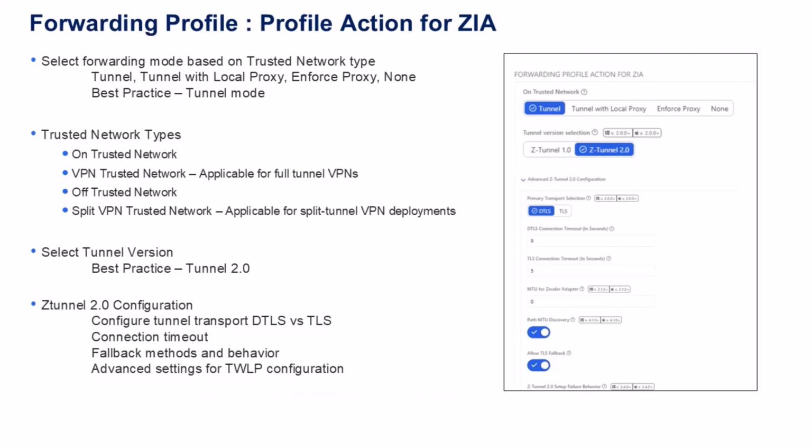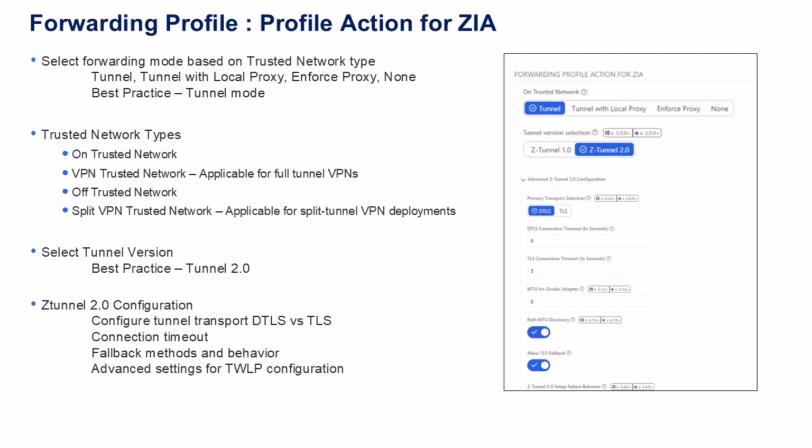The best practice is to use tunnel mode, and specifically to use the zTunnel 2.0, which captures all traffic within the client and tunnels it to Zscaler within a DTLS tunnel. So with the zTunnel 2.0 configuration, we're going to support TLS or DTLS. The default is DTLS, with the ability to make a decision to fall back to TLS as necessary.